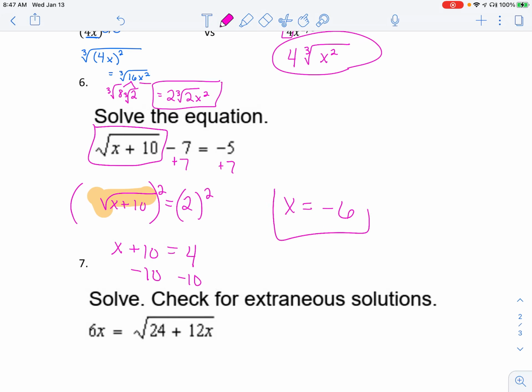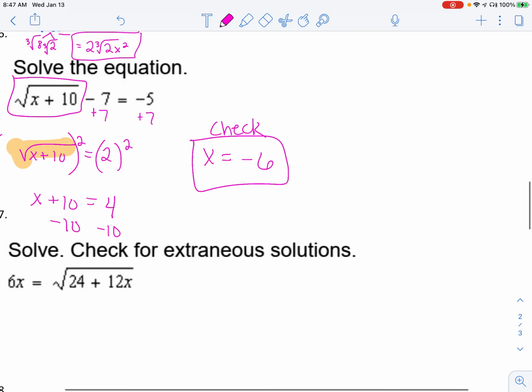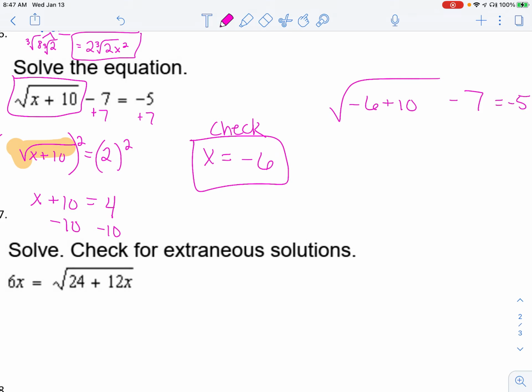You should check this solution because it might not work. So we would do the square root of negative 6 plus 10, and then minus 7, and hope to get negative 5. And sure enough, this would be the square root of 4 minus 7, which is 2 minus 7, which does check out. Okay, so there's the check.